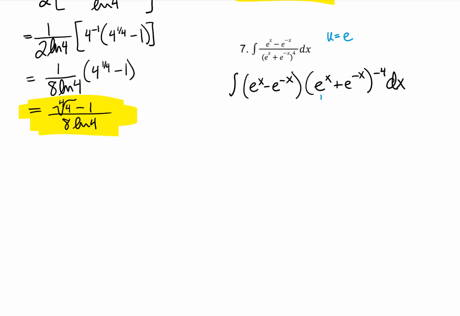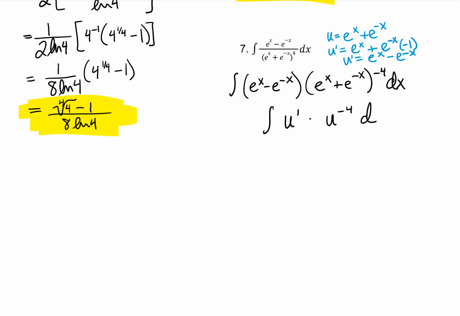U would equal this quantity inside, that is to the power, e to the x plus e to the negative x. That means that u prime is equal to the derivative of e to the x, which is e to the x, plus e to the negative x times the derivative of negative x. That makes u prime e to the x minus e to the negative x. That's right here. So if you're noticing, this is basically u to the negative 4 times u prime.